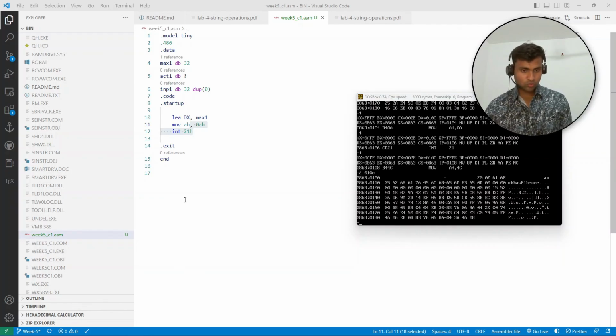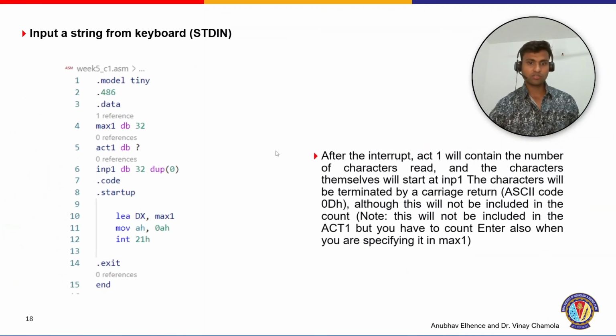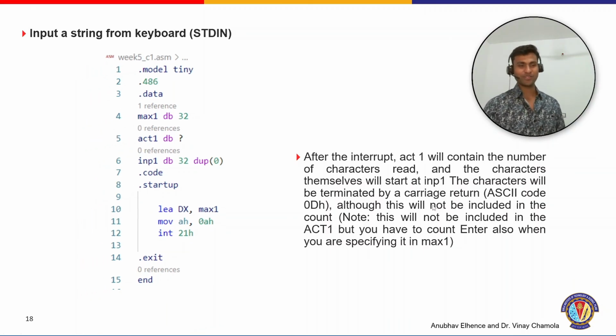All right, so let's go back to the slides. So this we have just now covered. After the interrupt one, Act 1 will contain the number of characters read, and the characters themselves will start at input one. The characters will be terminated by the carriage return ASCII code 0DH, although this will not be included in the count. There is an important note. It's very important from your exams perspective. So just scaring you. I'm not setting the paper or anything.